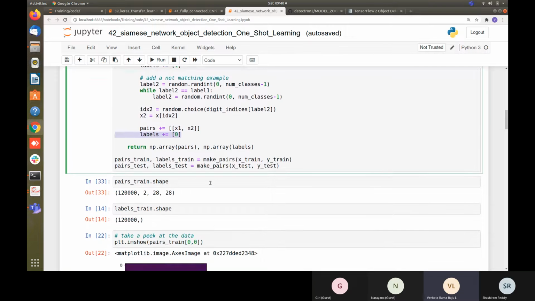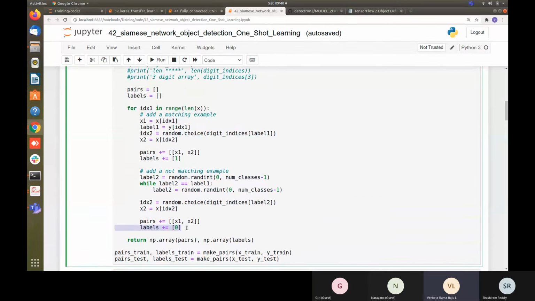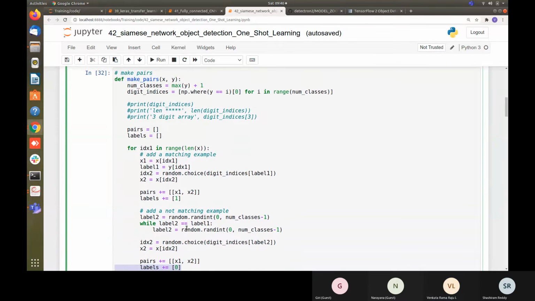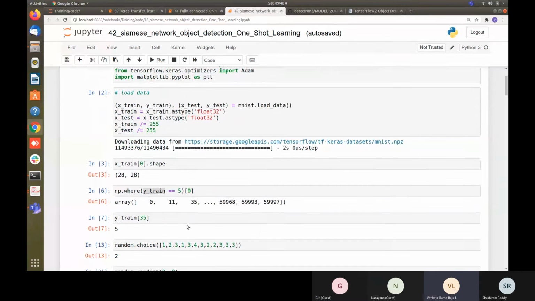Make pairs method is actually forming those pairs. Understood? Yes, sir.